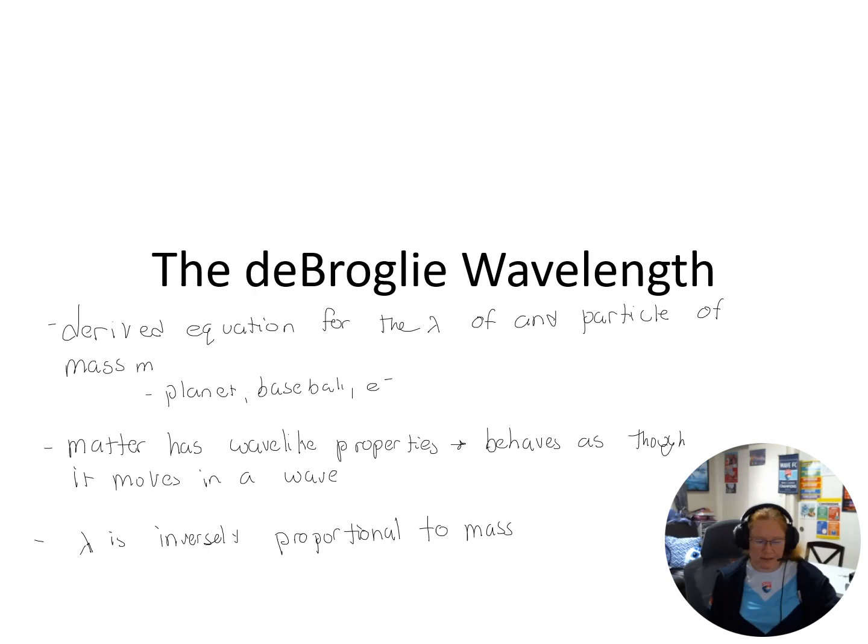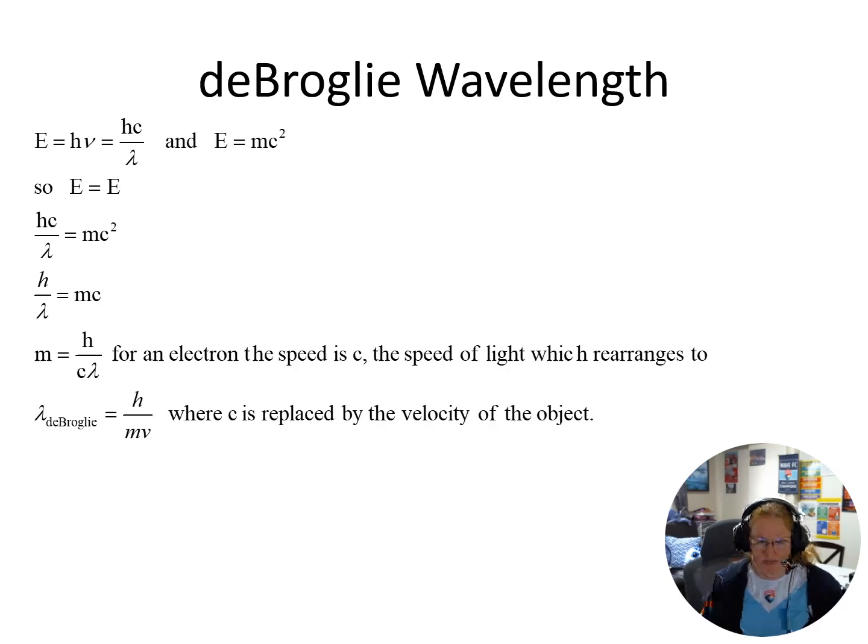Okay, and so what does this equation look like? All right, so basically we've got a derivation here where we've got our energy with our hc over lambda, or an energy is mc squared. And so in these situations, we have used the speed of light because we're talking about electromagnetic radiation. But now, when we look at the speed, we change to velocity so that we can account for the velocity of the object, not the speed of light. Okay? All right, so let's try this.